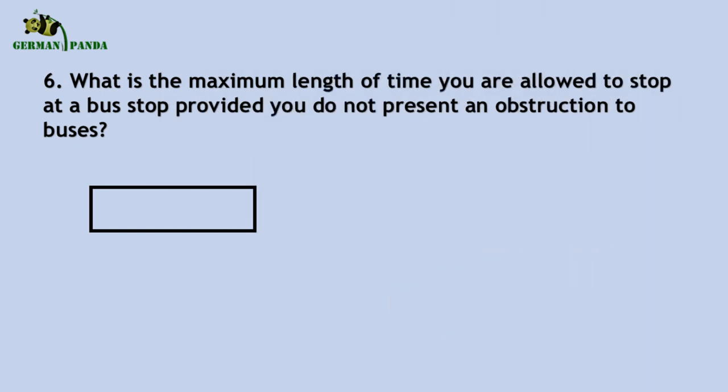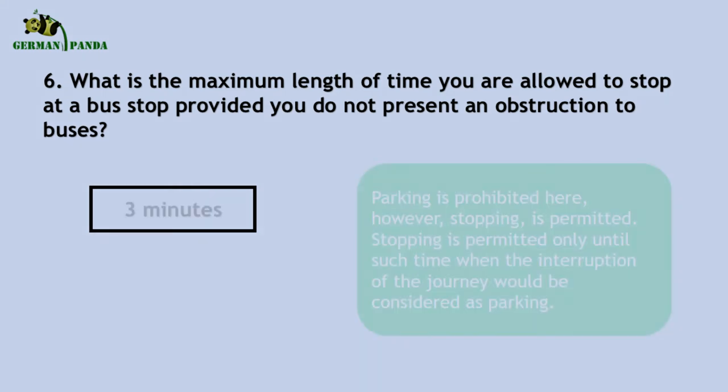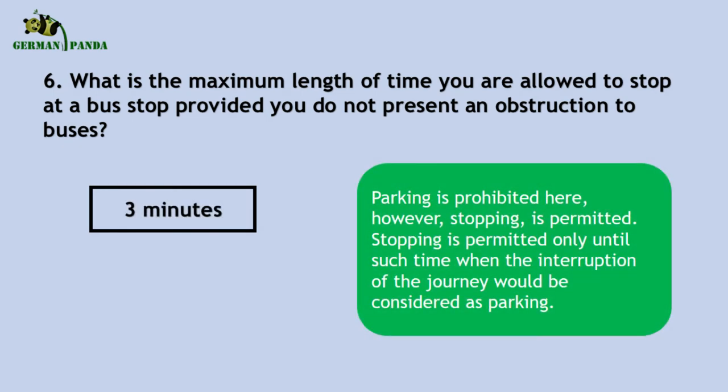What is the maximum length of time you are allowed to stop at a bus stop, provided you do not present an obstruction to buses? 3 minutes. Parking is prohibited here. However, stopping is permitted. Stopping is permitted only until such time when the interruption of the journey would be considered as parking.